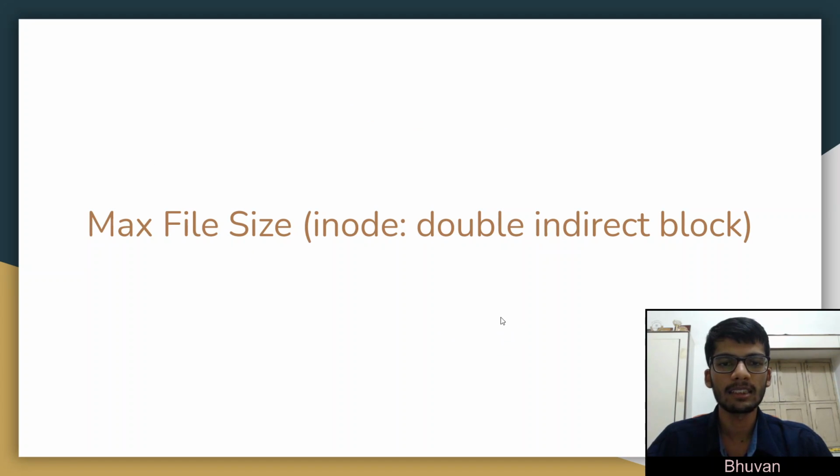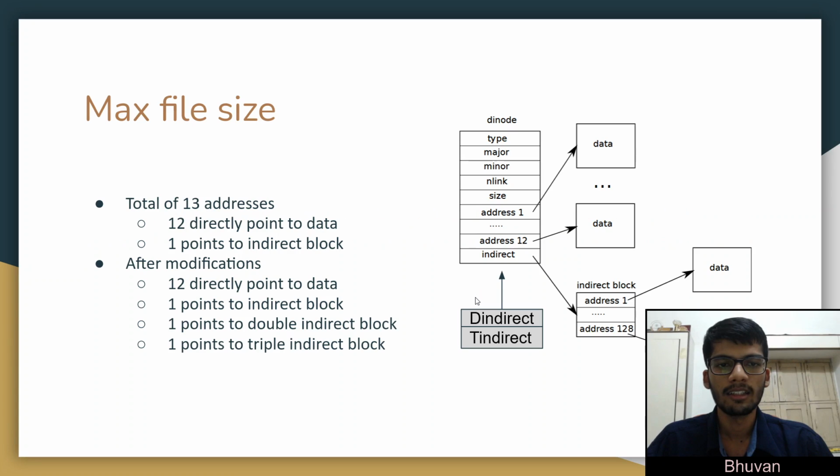And now we see the maximum file size. So the current implementation of inode is that firstly some metadata, and then there are 12 pointers to the direct data blocks, and there is one singly indirect block. So we plan to add these two fields at the very end of the structure, double and triple indirect.